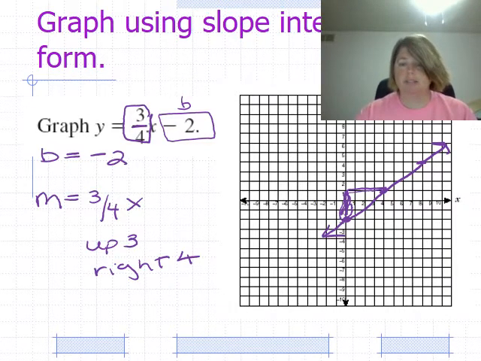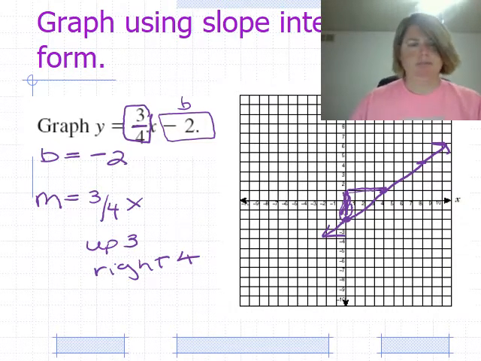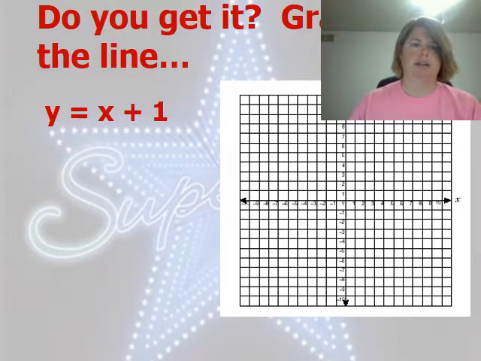Notice that it's positive, it's slanting up from left to right, which is what it's supposed to be because our slope is positive. So let's look at another one. This is your turn. Graph the line, so draw a coordinate plane, graph this line, stop the video so that you can check your answer.